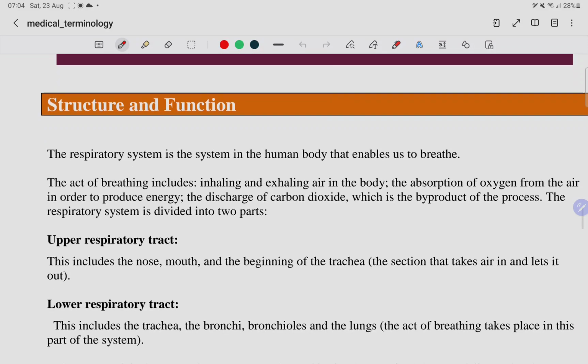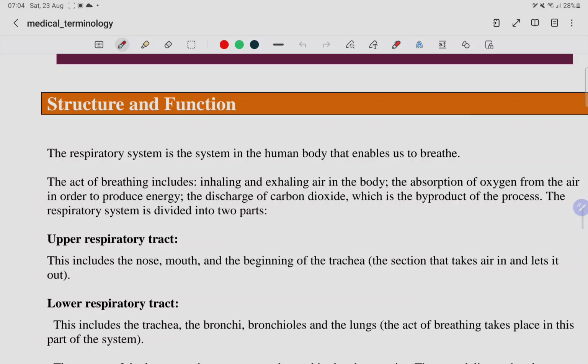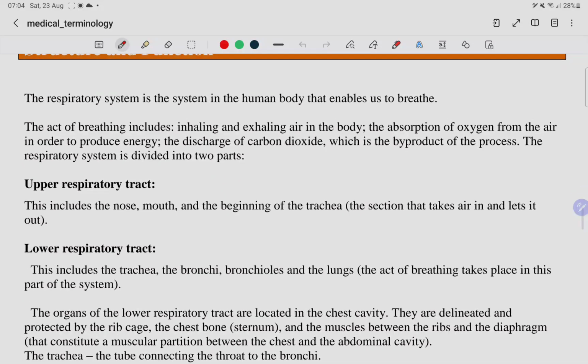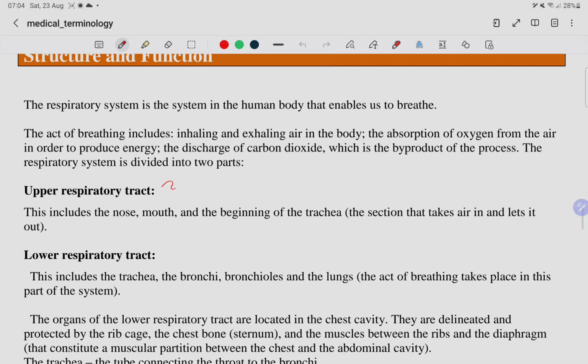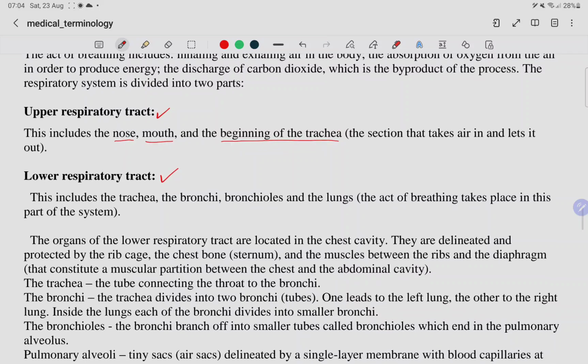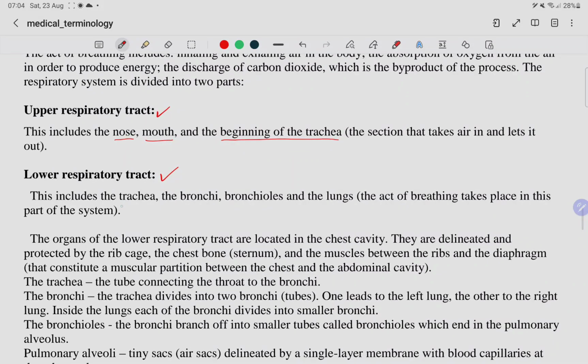Respiratory system structure and function. It is the system that enables the body to breathe. It is divided into the upper and lower respiratory tract. The upper respiratory tract begins with the nose, mouth, and the beginning of the trachea. The lower respiratory tract includes the rest of the trachea, bronchi, bronchioles, and lungs.